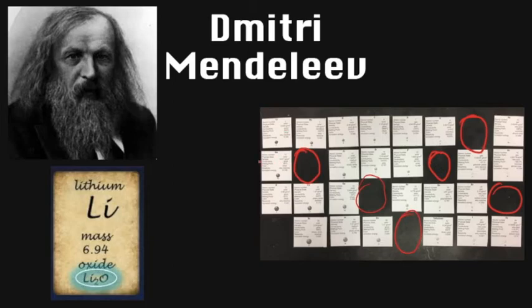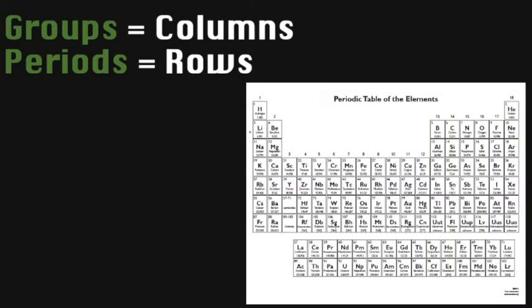Now, just a couple of basic things about the periodic table. When we talk about the columns on the periodic table, like this one right here, this one right here, these are called groups. Okay? These are called groups.